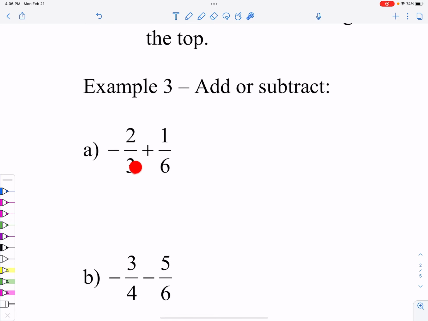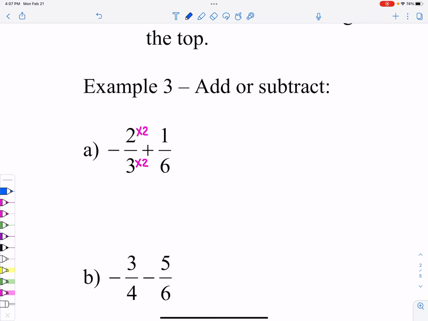Here we have a 3 and we have a 6. So we want to make a common denominator between these two. Well, we can turn our 3 into a 6. And if we're going to turn our 3 into a 6, we need to multiply it by 2. And when you're working with fractions, whatever you do to the bottom of the fraction, you have to make sure that you do the same thing to the top so that your fraction stays equivalent.